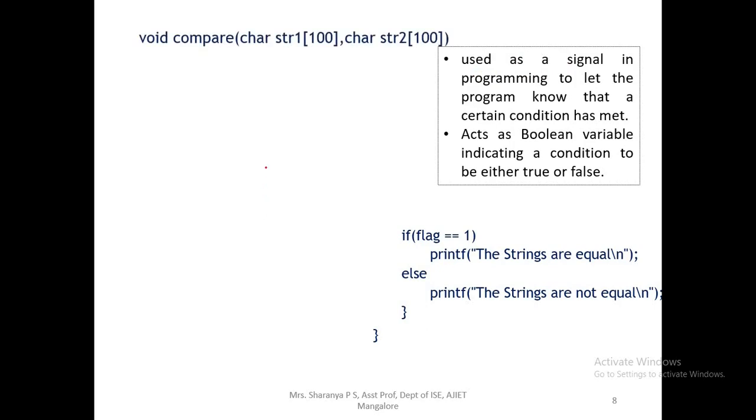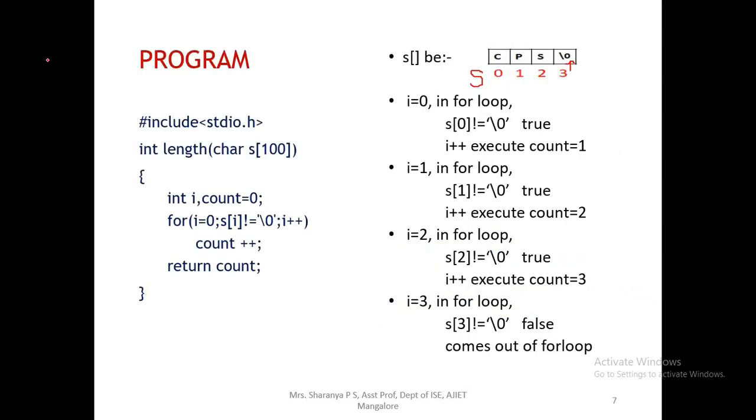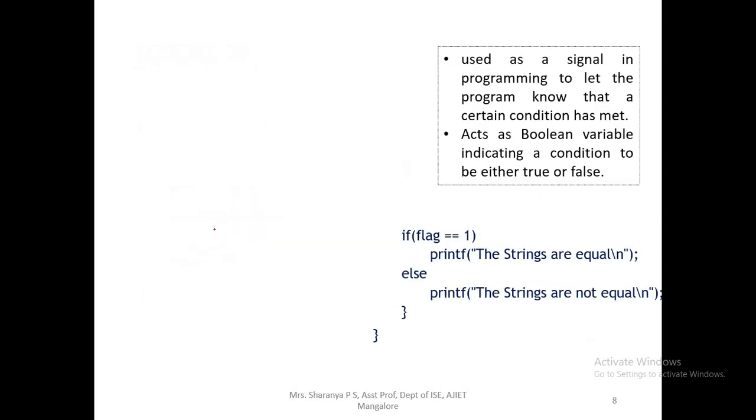Next is a comparison. So simply, this length function is used to determine the total number of characters in the string till it encounters null. So next, moving to the comparison function. Here it takes two arguments, string 1 and string 2. Both are of data type character, and since it is a comparison, it does not return anything. That's why the return type is mentioned as void.